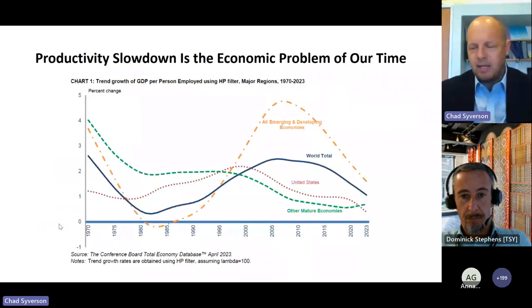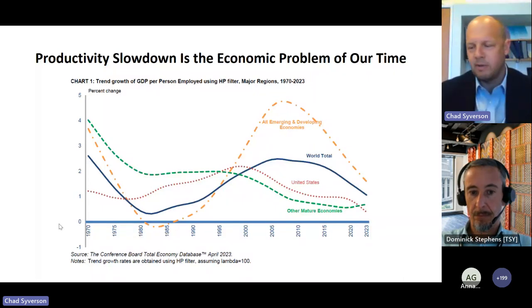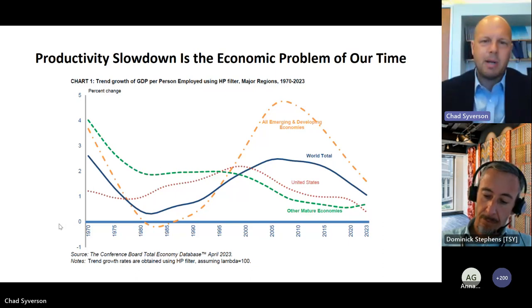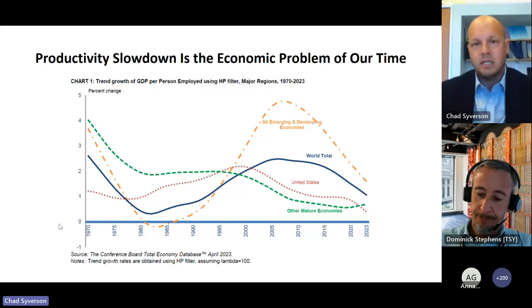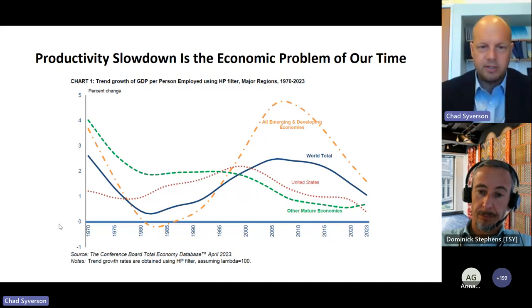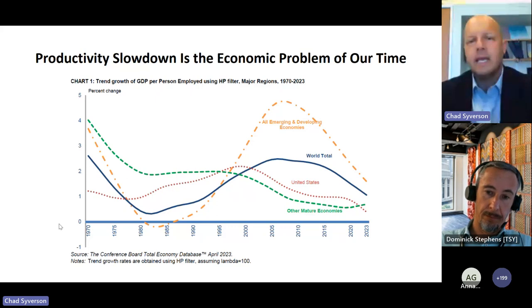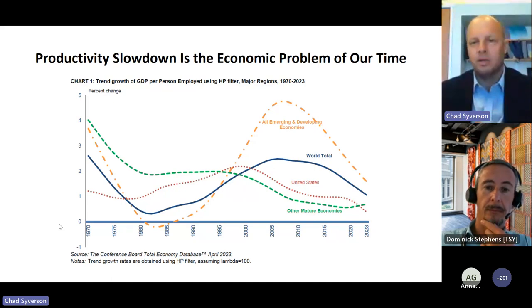So the issue that we productivity researchers and practitioners who worry about productivity and its relationship to economic policy have been dealing with, what's been going on for the past 15 years or so now, is that there's been a slowdown in productivity growth. These series show, for various economies and levels of aggregation, average productivity growth rates over the past 50 years. This is from the Conference Board Total Economy Database. And you can see, if you look at, say, the blue solid line there, that's world total productivity. So that's, again, the total output of all economies in the world divided by the total inputs of all economies in the world.